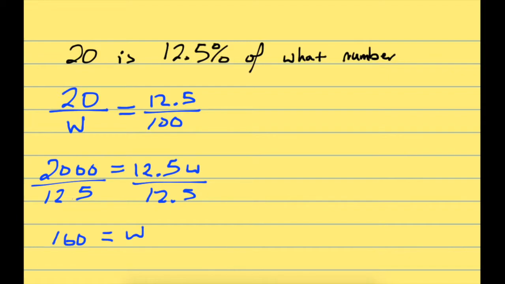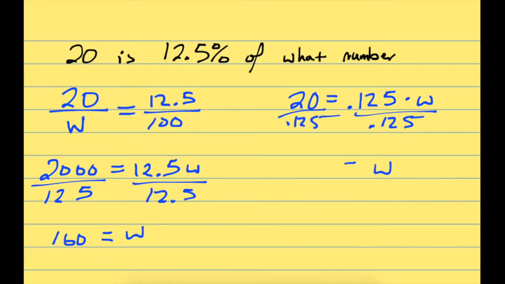If I'm setting this up as an equation, I see that my part, my is, equals 12.5 as a decimal, which is 0.125, times my whole, which I don't know. So I divide both sides by 0.125, and I get that W equals 160. So there's my answer. Let's look at a word problem.